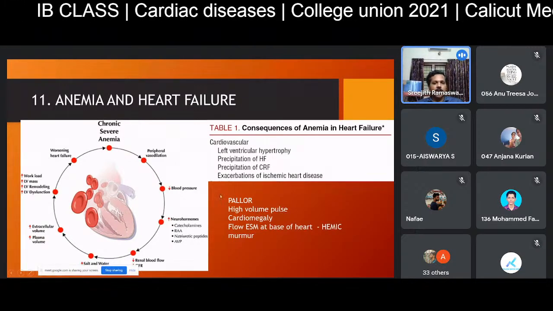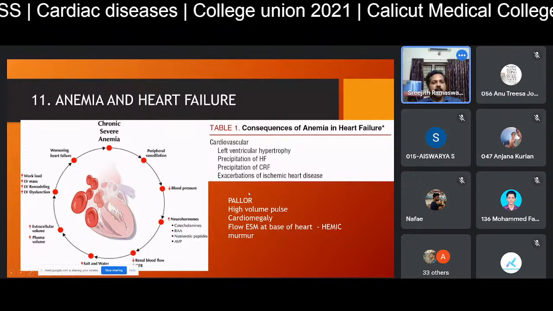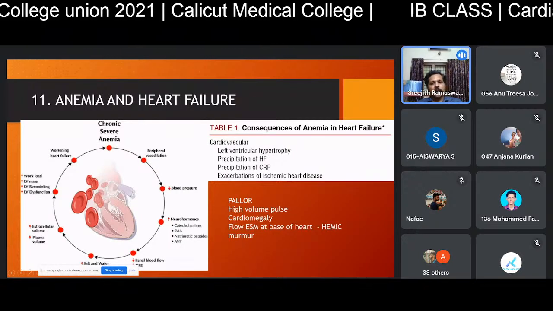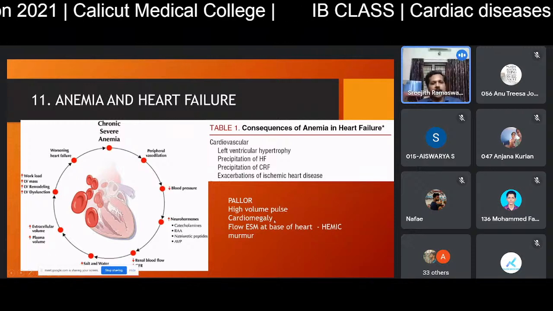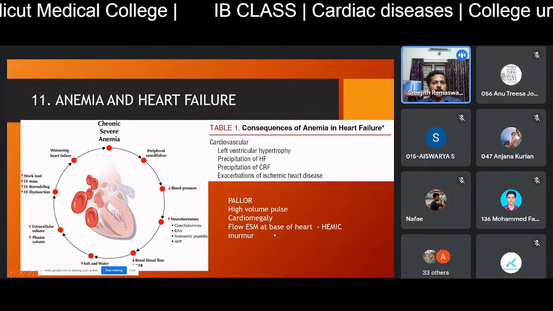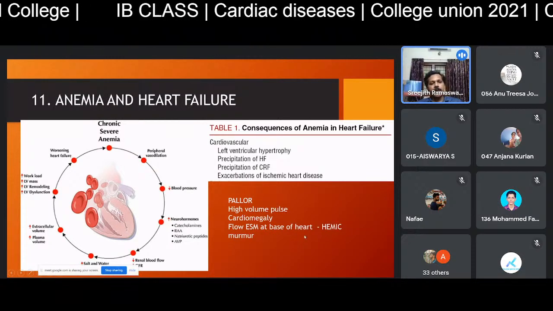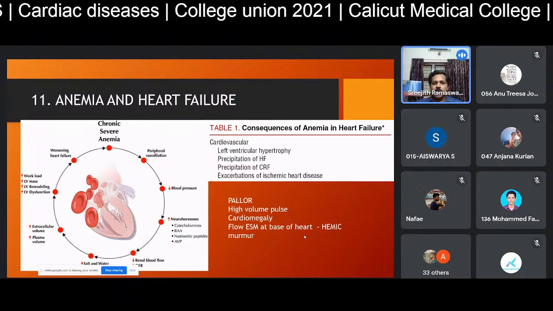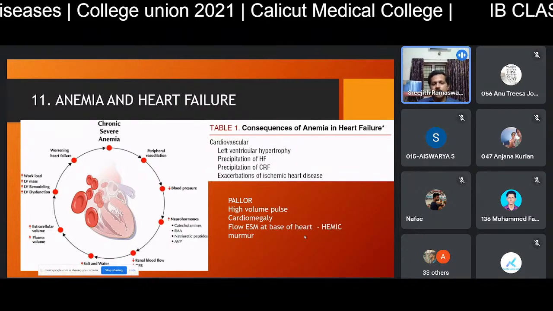Pallor should be carefully looked for. If there is a pallor, always think of an anemia presenting as a cardiovascular system disease. High volume pulse may be there, cardiomegaly, and you may hear even an ejection systolic murmur in the heart. That is called the hemic murmur, which can be confused with something like aortic stenosis. That is how the confusion comes.